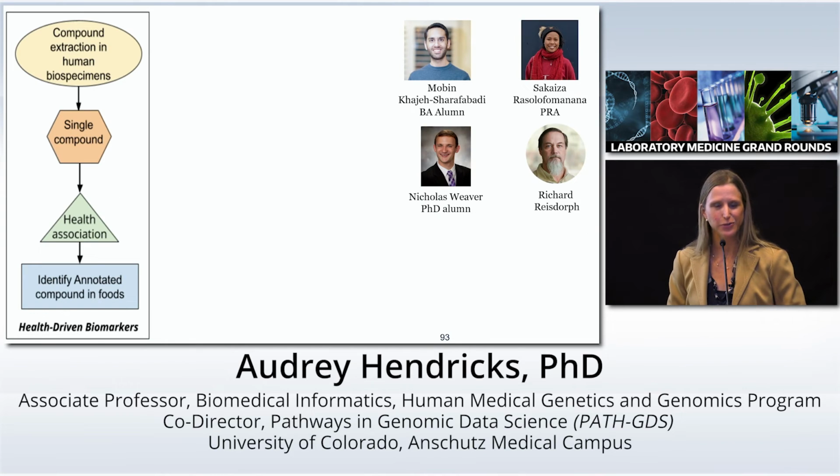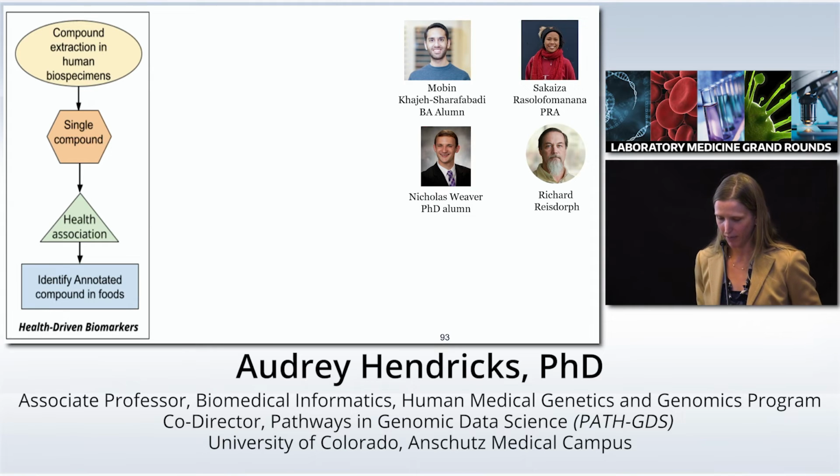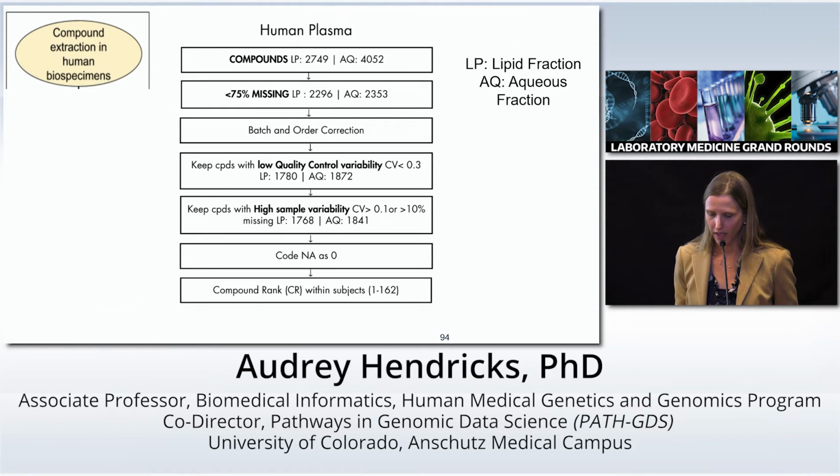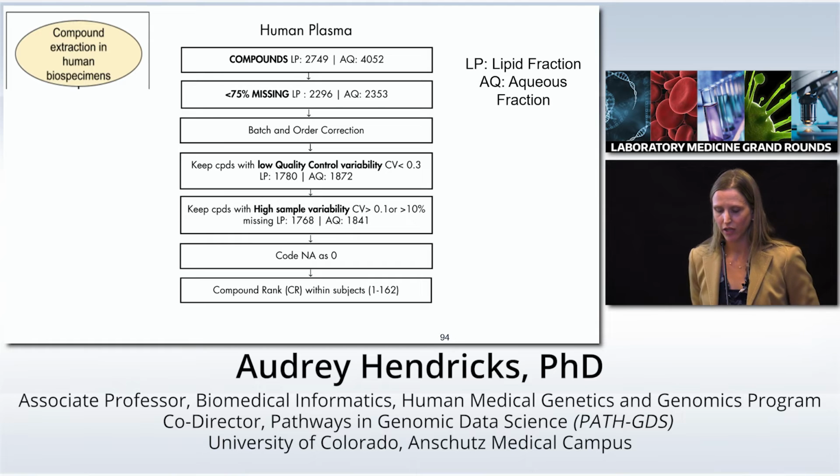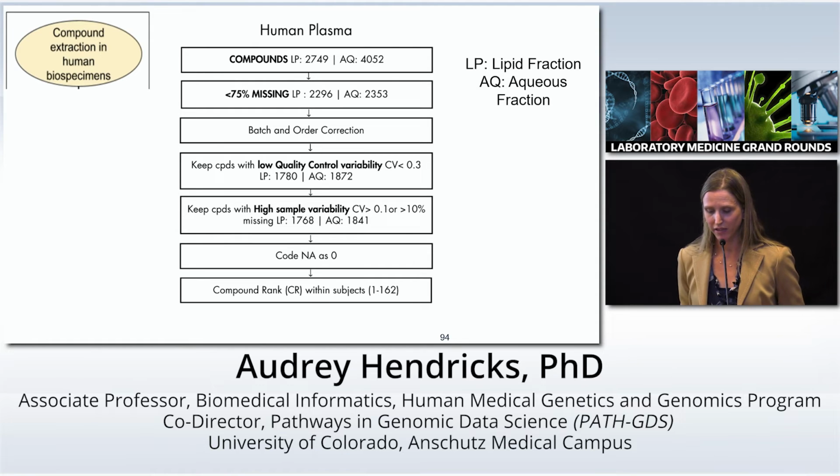So now I want to zoom in on the other health-driven biomarker pipeline. Here we first do compound extraction in human biospecimens. I put this up here to show the quality control pipeline that we go through. It's quite in depth. We start with a lot of compounds that are identified in plasma, almost 3,000 lipid fraction and over 4,000 identified through the aqueous fraction.